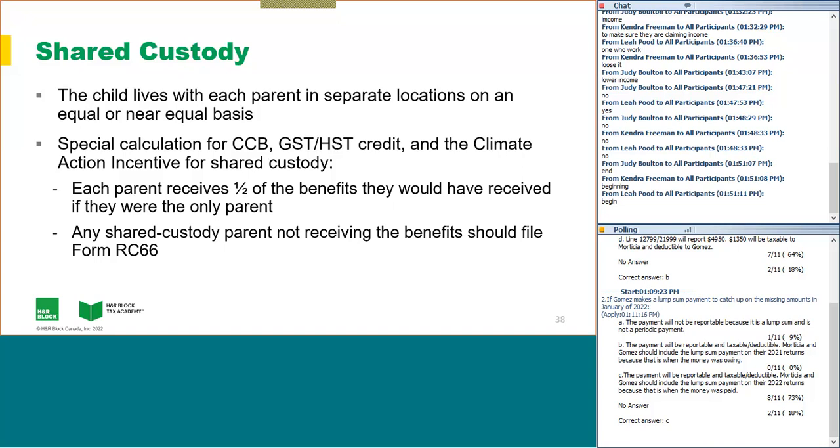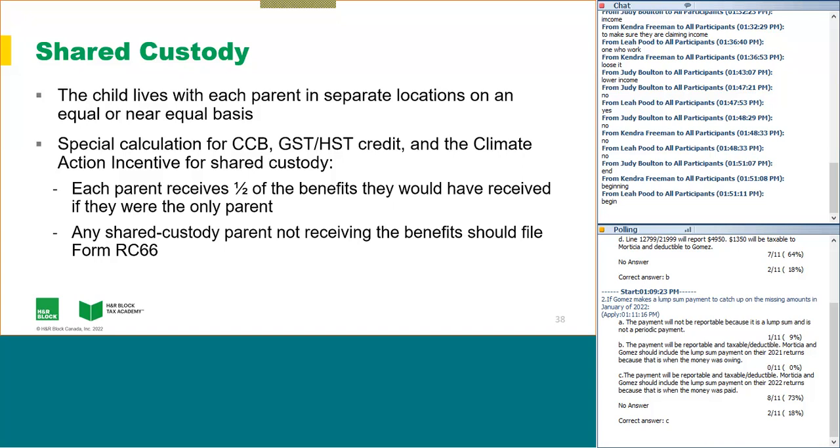They're going to calculate the amount as if the children were in each home. So they're going to look at parent number one and the children in that house and that parent's income, calculate it as if that parent was a single parent, and give them half of whatever they would get. Then they go to the other taxpayer, look at that person's income, assume the children are with them for the whole year, calculate what they would get as a single parent, and give them half of it.